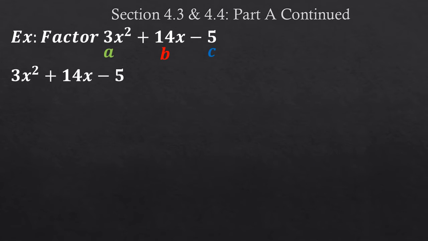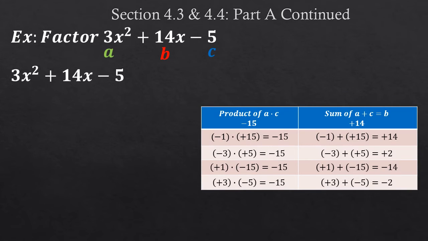Here's another example. Factor 3x to the second plus 14x minus 5. Here a is 3, b is 14, and c is a negative 5. If I apply the ABC method, I need to do a times c, which will give me negative 15, and I need to get a sum of b, which is, again, 14. If you take a quick look at some of the ways I've multiplied two numbers that will give me negative 15, that might give me a sum of positive 14, you can see the numbers that I'm going to choose to use are going to be a negative 1 and a positive 15.